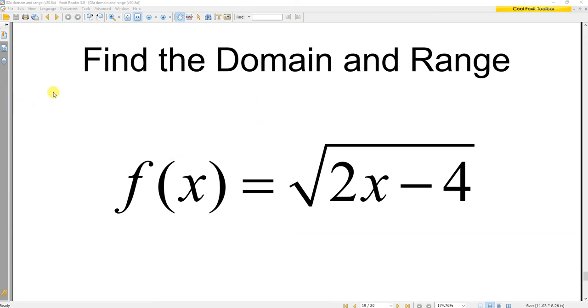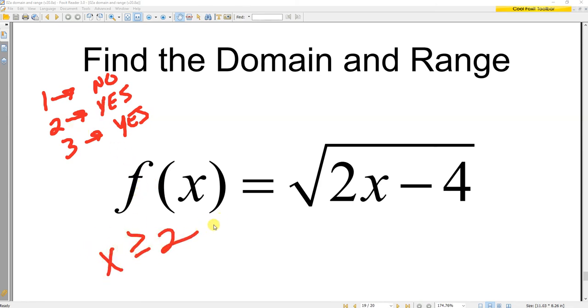Let's plug in a 1. Can I plug a 1 into this? If I plug in a 1, 2 times 1 is 2, minus 4 is -2. Nope. I can't plug a 1 in. Can I plug a 2 in? 2 times 2 is 4, minus 4 is 0. Yes, that works. Can I plug a 3 in? 2 times 3 is 6, minus 4 is 2. Yes, that works. I can plug in a 2 and higher. If I plug in something less than a 2, this thing goes negative.